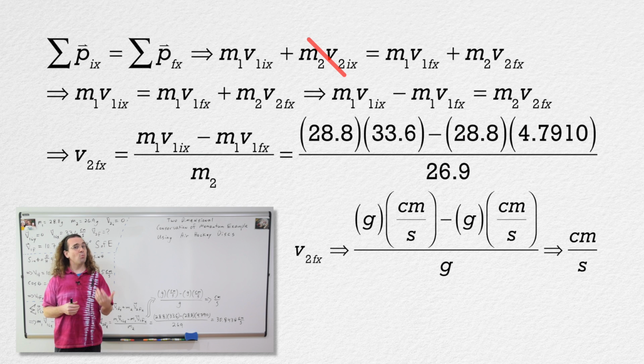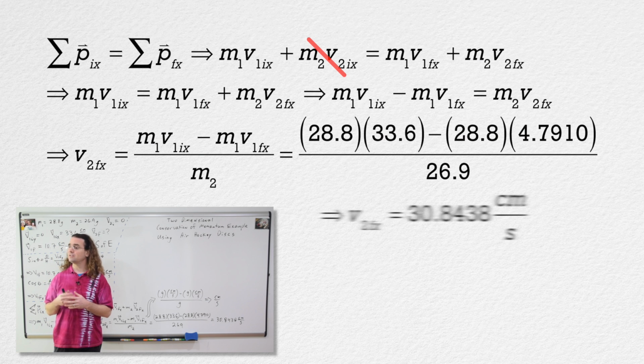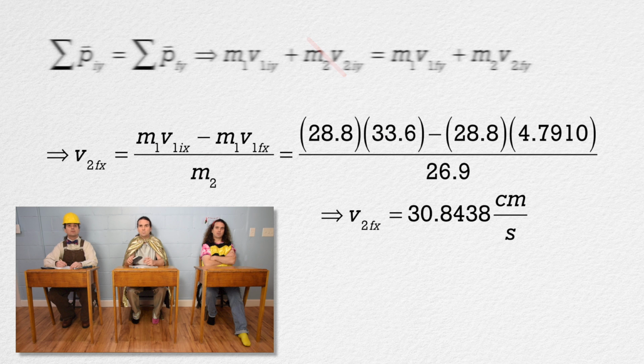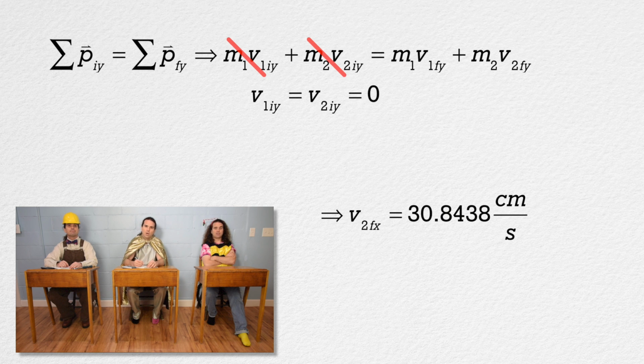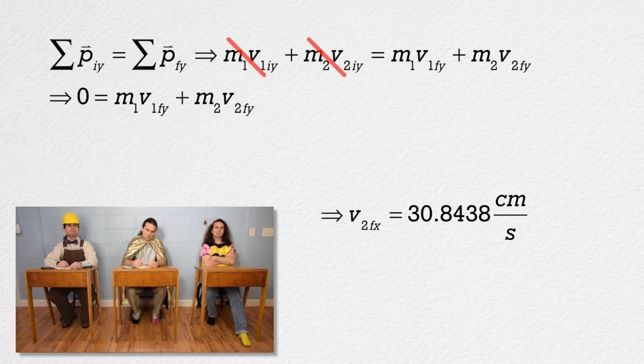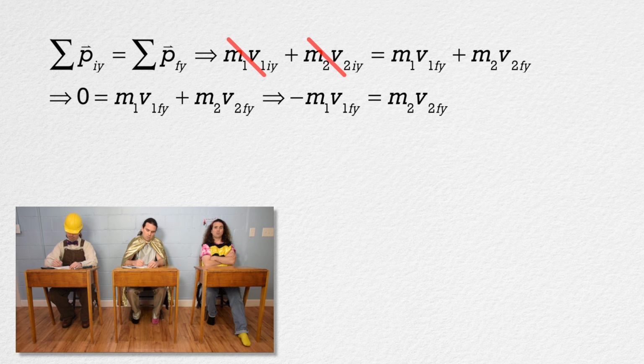Now we need it in the y direction. Bo, could you please do that? We start with the same conservation of momentum equation, only now it is in the y direction instead of the x direction. The initial velocity in the y direction of both disks is 0, so the whole left-hand side of the equation is 0. Subtract mass 1 times velocity 1 final in the y direction from both sides, and then divide the whole equation by mass 2.